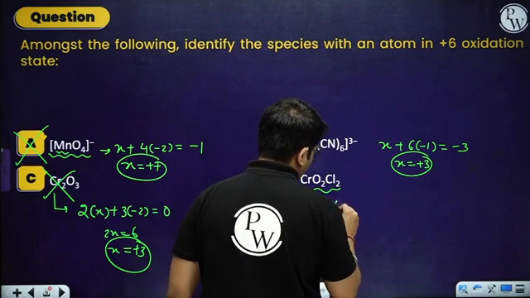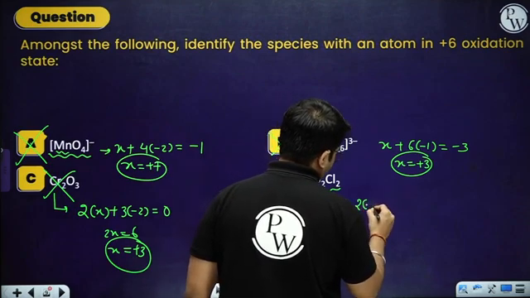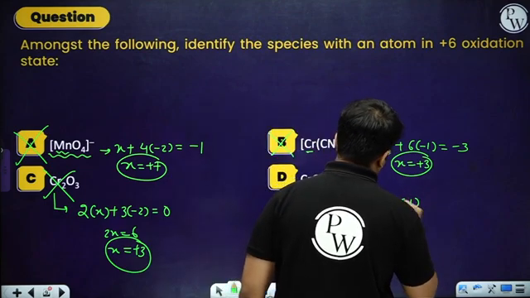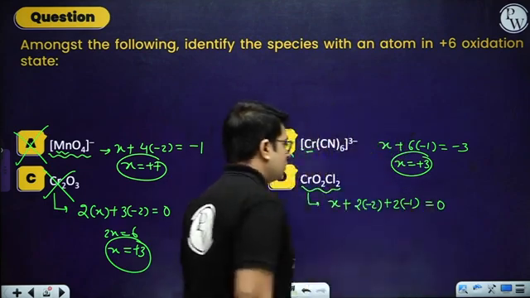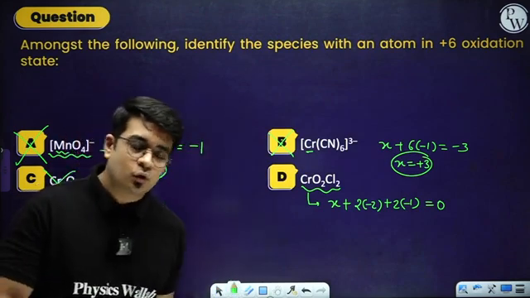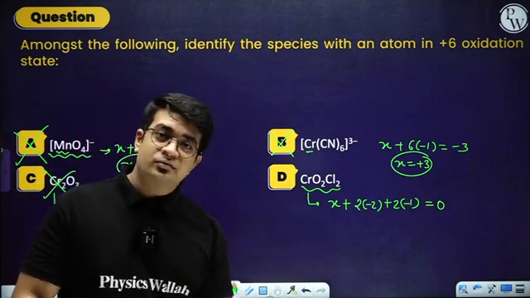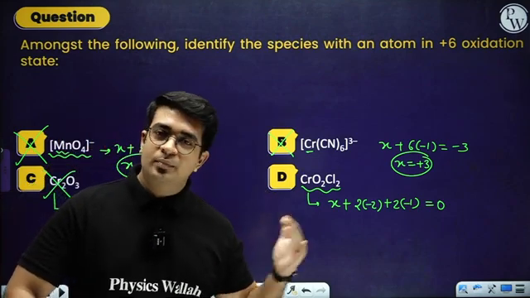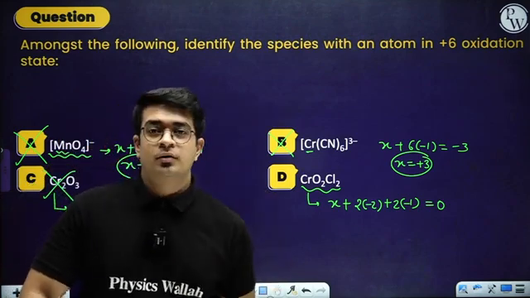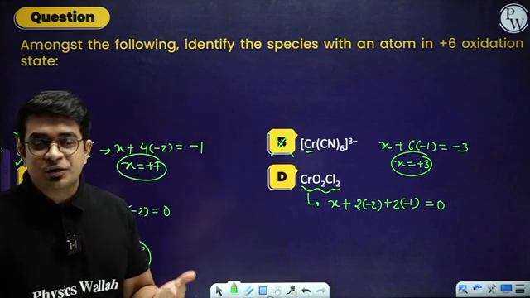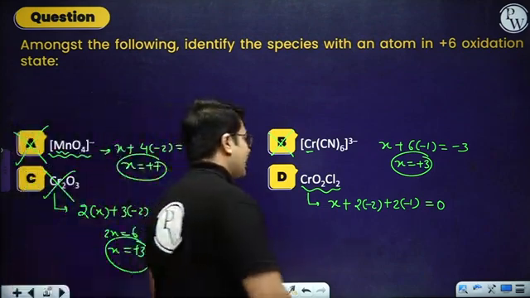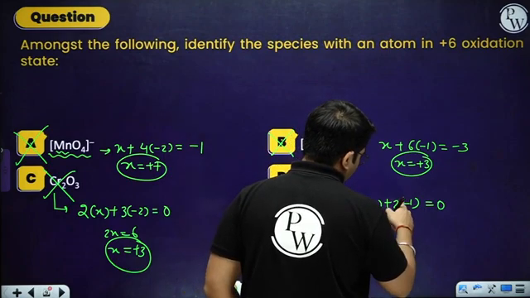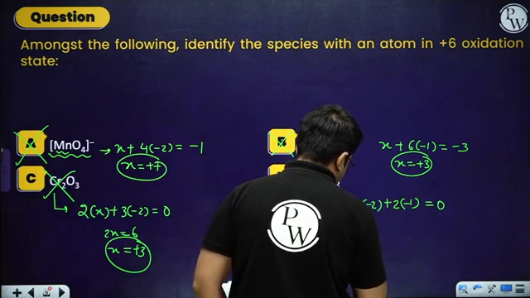So in this case, let's say chromium is X, plus 2 multiplied by -2 for oxygen, plus 2 multiplied by -1 for chlorine, that will be equal to 0, because in case of chlorine the minimum oxidation state is -1 only. Some part you already know from the previous analysis, and some part you should know, that is how to put their charges. Okay, so in that case X will be equal to 2 twos are 4, plus 2, so that will be +6.